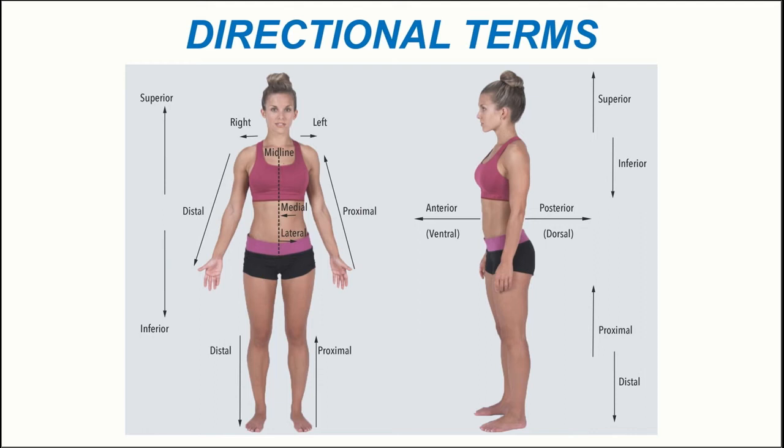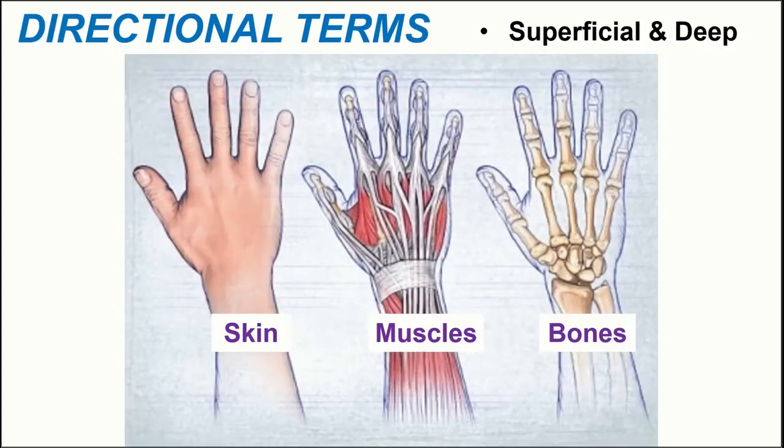Okay, so the last of the directional terms that we'll take a look at here are the terms superficial and deep. And superficial means close to the external surface, while deep means far below the external surface. So to give you an example of superficial here, usually the way that particularly the limbs are laid out is that we have superficially, we have the skin, a little bit deeper to the skin, we have the muscles, and then even deeper to the muscles, we have the bones.